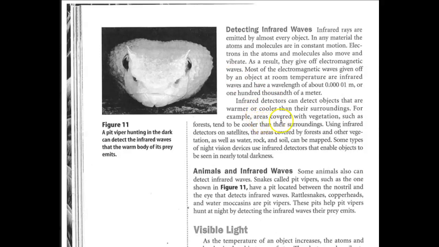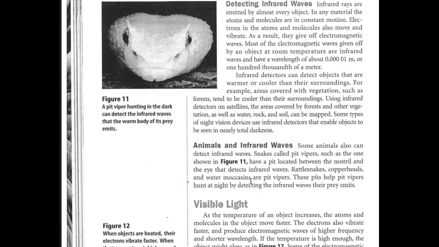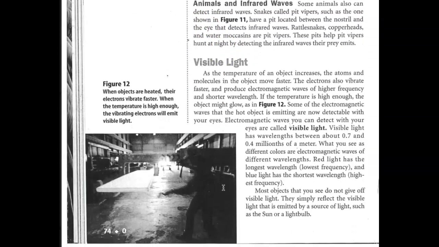For example, areas uncovered with vegetation, such as forests, tend to be cooler than their surroundings. Using infrared detectors on satellites, the areas covered by forests and other vegetation, as well as water, rock, and soil, can be mapped. Some types of night vision devices use infrared detectors to enable objects to be seen in nearly total darkness. You can see the animals there too. Certain animals, you can see in that caption, use infrared.